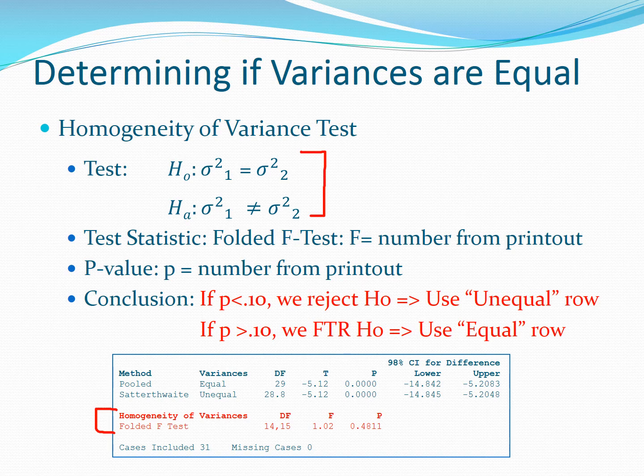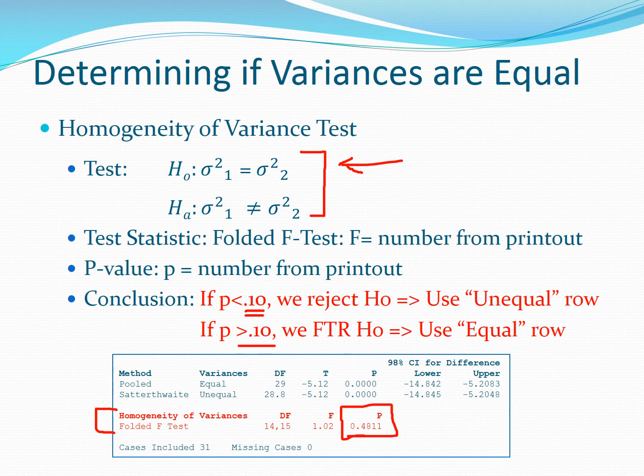If P is low, and I'm going to have you use an alpha of 0.10 whenever you're doing a variance check, we reject the null hypothesis. The P I'm referring to is this one right here. If P is low, we reject the null. We reject that the variances are equal. We're going to say the variances differ. They're unequal. If P is low, we use the unequal row. If P is high, we fail to reject. There's insufficient evidence. We can't say the variances differ. We can't say they're unequal, and so you use the equal row.